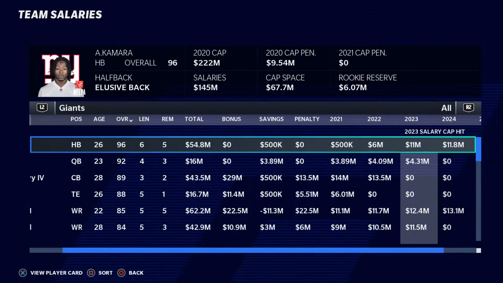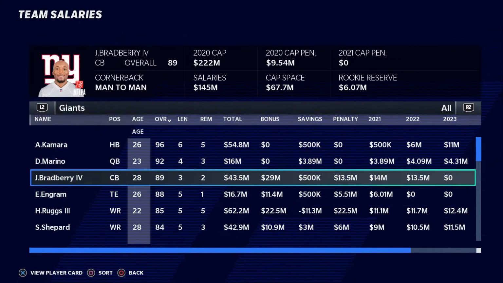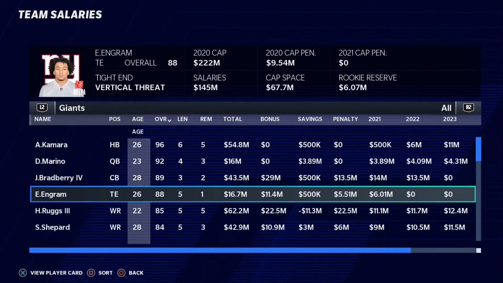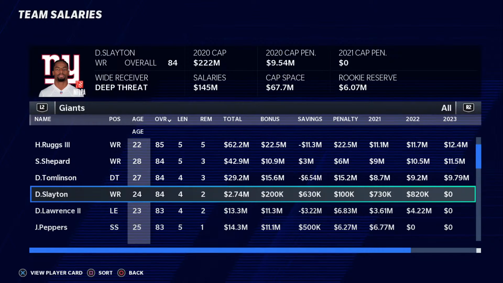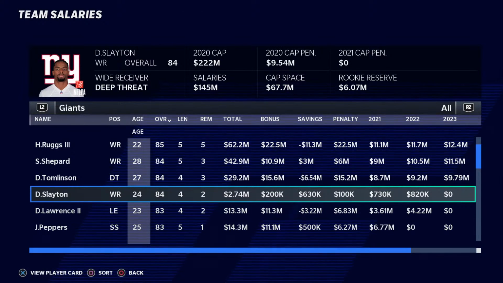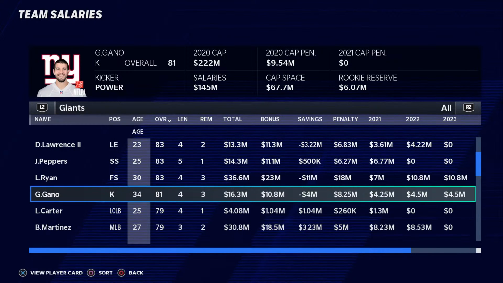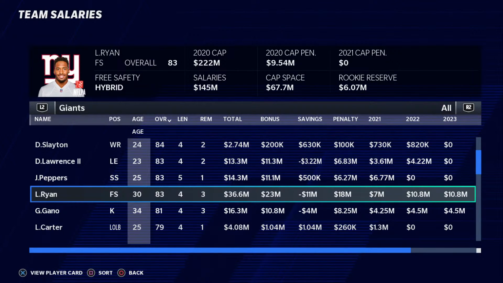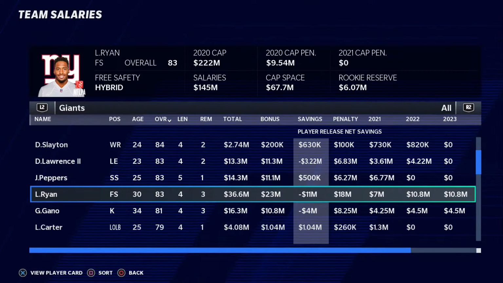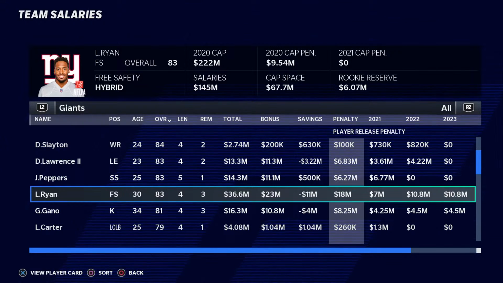But look, he's making good money. Look, 26, 23, 28. Look at the ages. 26, 22, 28, 27, 24. You don't see no 38, 35, 33, 31-year-old guys on my team. Look, 34 is my kicker. That's it. Logan Ryan is 30. And he got one more year in him, and he's done with me. This was a contract that the Giants signed in real life, so I'm kind of stuck with it.